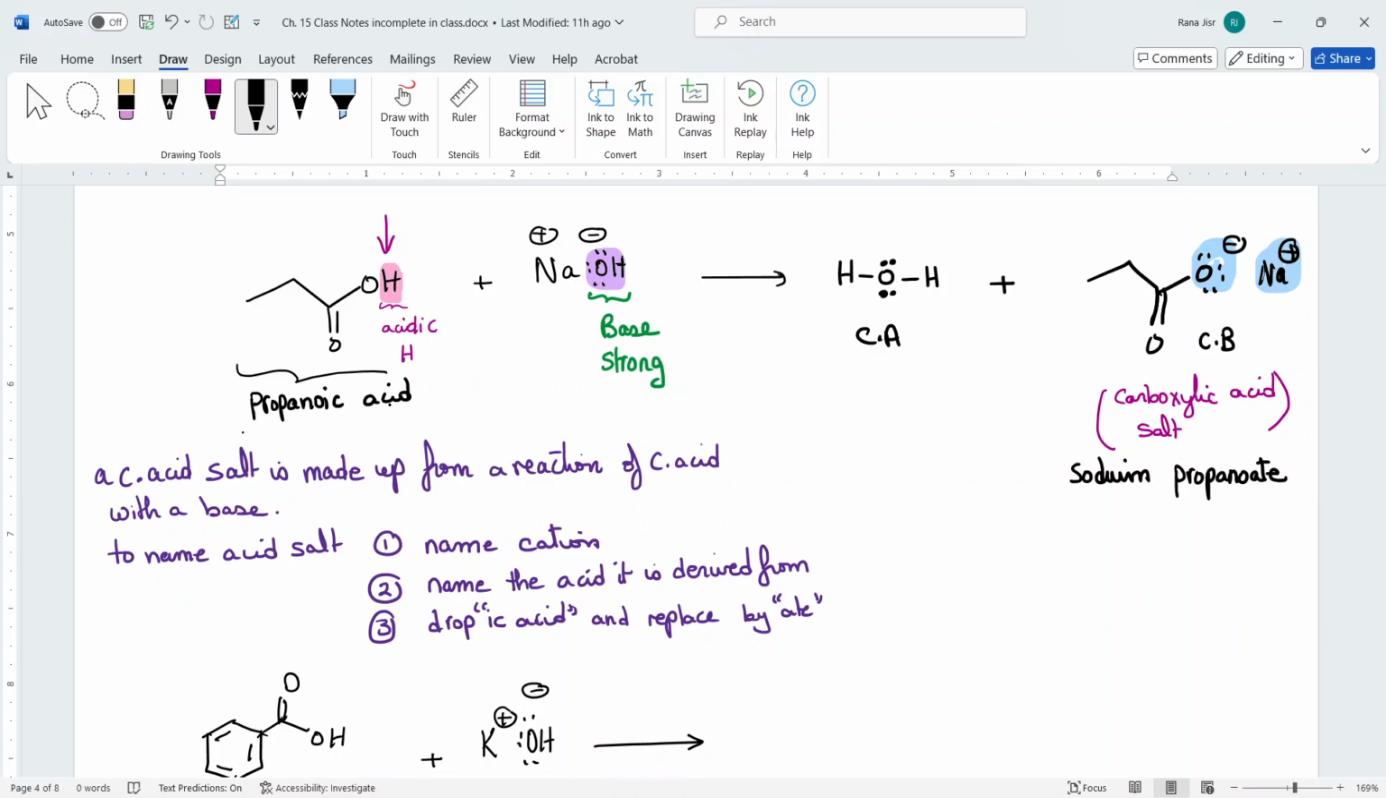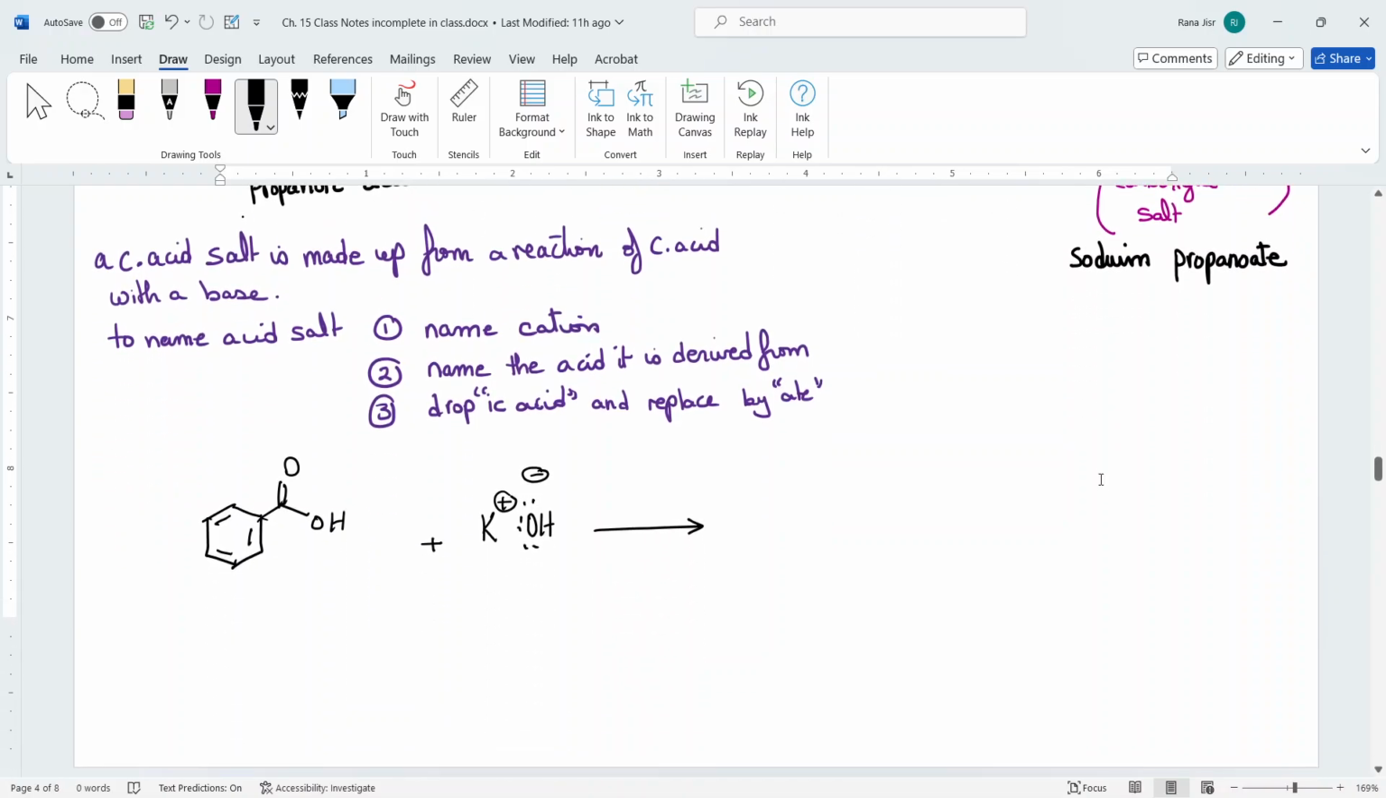Okay, this is not an ester. I know esters, they add an ATE at the end, but this is not an ester. Why is it not an ester? Because it starts with an ion, with a positive ion. So this is how you know that this is a carboxylic acid salt and it is not an ester.